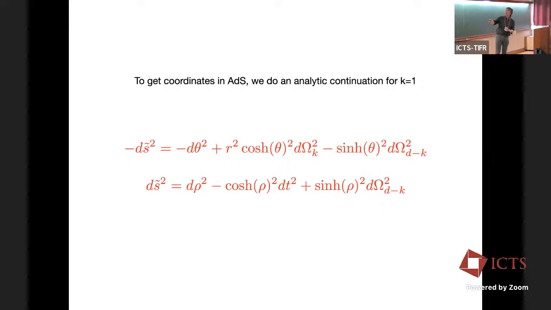This is what are called global coordinates in AdS space, and the signature is d space-like and 1 time-like. So what I've told you is how to go from the standard, let's say, algebraic coordinates to the trigonometric coordinates on the sphere that one would use.